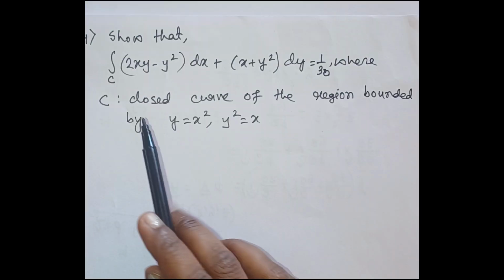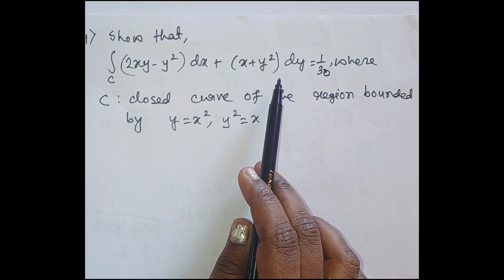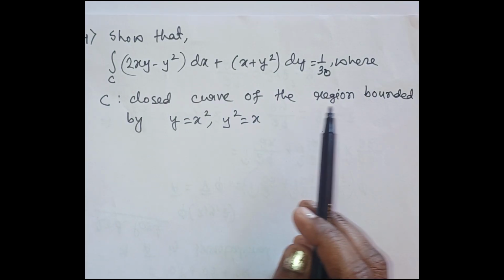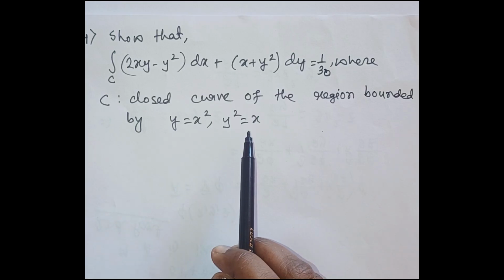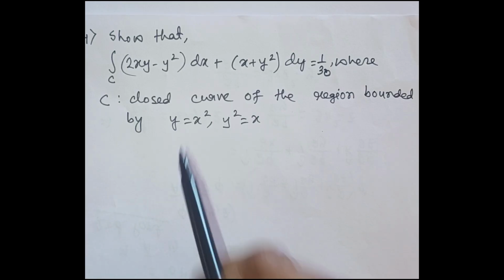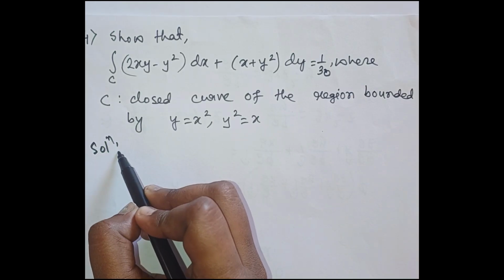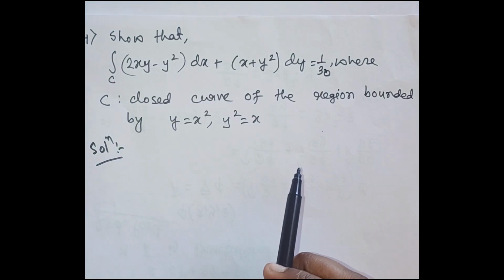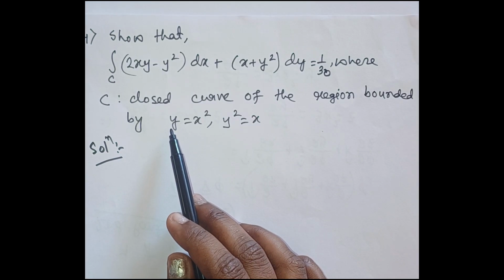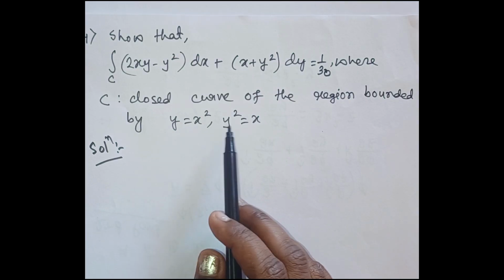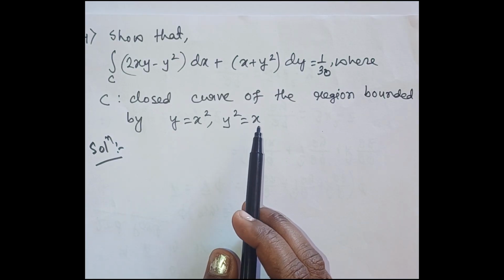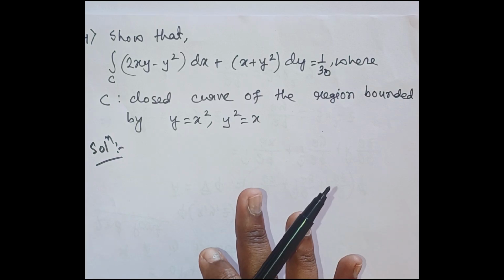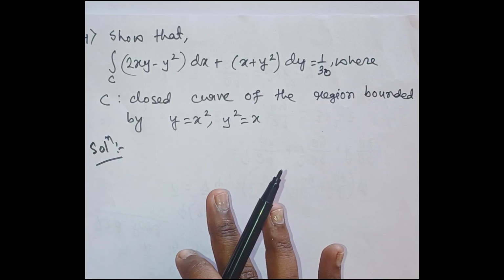Next question, show that integration of this function will be equal to 1 by 30, not 1 by 30, I think this will be 1 by 3, where C is the closed curve of the region bounded by y equal to x square and y square equal to x. So you know that these two are equations of parabolas, and C is the closed curve bounded by these two curves. So the first thing is we have to draw the region.